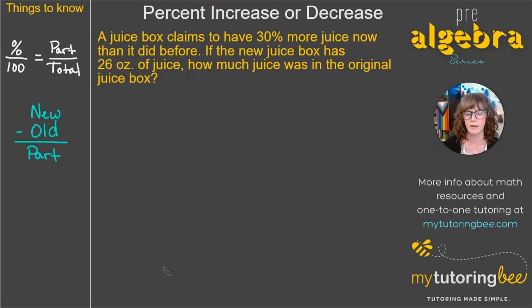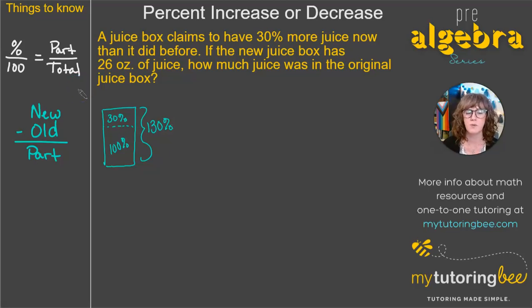So let's kind of visualize what that looks like for this particular problem. Here is our new juice box, and 30% of this is new, is more, right? So that means that this was the size of the original juice box. So the original juice box was 100%, right? At the time, that was all of the juice that was in there. And then they took 30% of that and added it on top of the 100%. So let's think about that in terms of percentage. So now our juice box contains 130% of juice, right? Compared to the old amount or the original amount of juice.